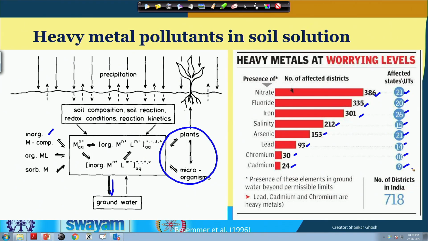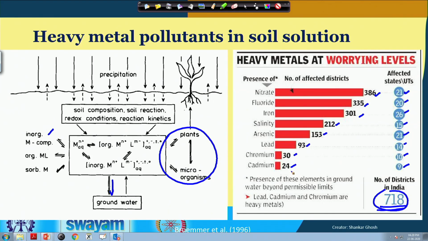So, you can see that the total number of districts showing different types of heavy metal pollutions or inorganic pollutions is 780. And remember that among all these inorganic elements, lead, cadmium and chromium are basically considered very potentially hazardous heavy metals, and we have seen that these are the elements which are present in the groundwater beyond the permissible limits. So, this is the data from 2018.